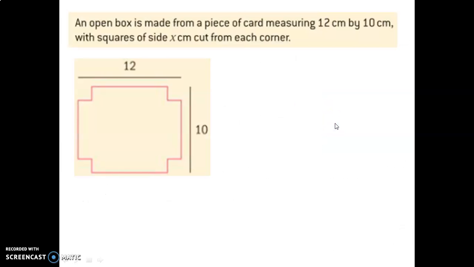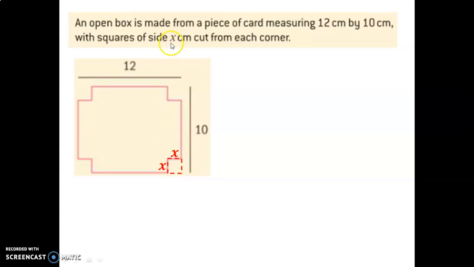Okay, let's move on to another kind of classic problem that we have when we deal with cubics. So what we have here is an open box. It's made from a piece of cardboard, let's say. So here's a piece of cardboard that measured 12 by 10 centimeters. And then there were squares of side x which were cut out from each corner. So we started with a rectangle and then the corners were cut out and those are squares.